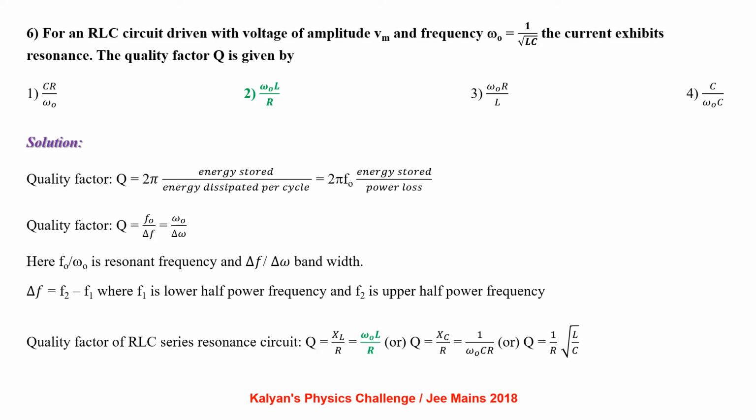Here f naught and omega naught are resonant frequencies and delta f and delta omega are bandwidths. Delta f equal to f2 minus f1, where f1 is lower half power frequency and f2 is upper half power frequency. Quality factor of RLC series resonance circuit Q equal to XL by R, that is omega naught L by R, XC by R, that is 1 by omega naught CR, or 1 by R times root L by C.